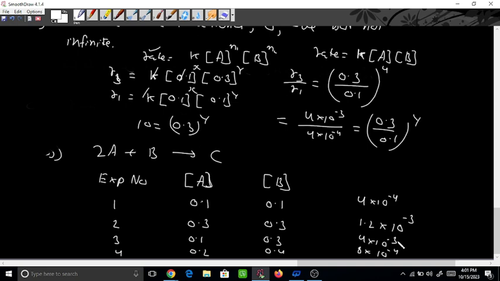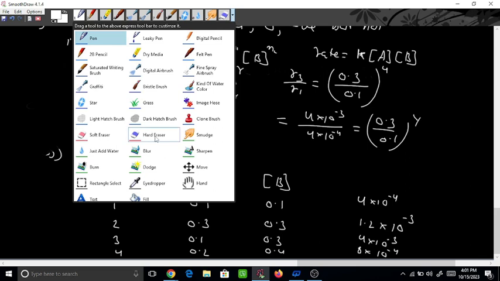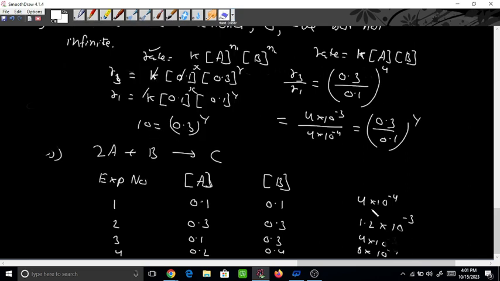Yeah, this is wrong, we have taken... Okay, this is not 10 to the power minus 3. This is 10 to the power minus 4. So then it becomes 1, right? Yeah, 10 to the power minus 4. This is 0.3 to the power y equals 8 into 1. 8 into 10 to the power minus 4.